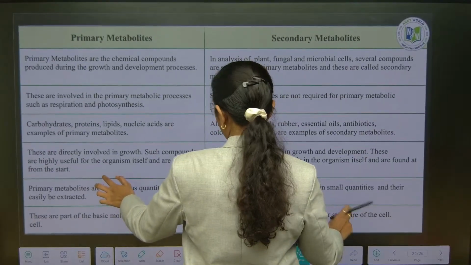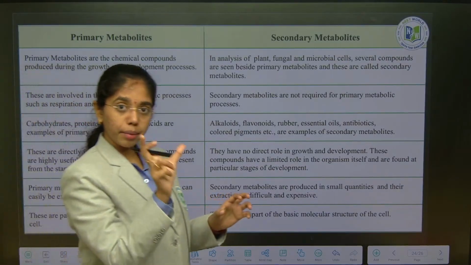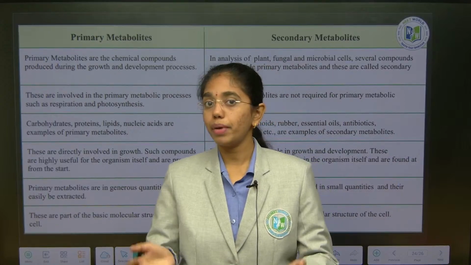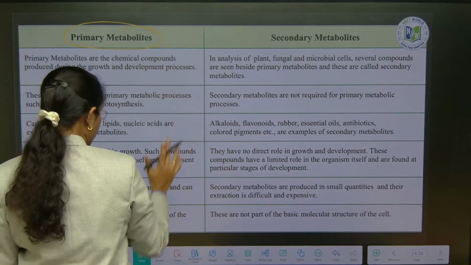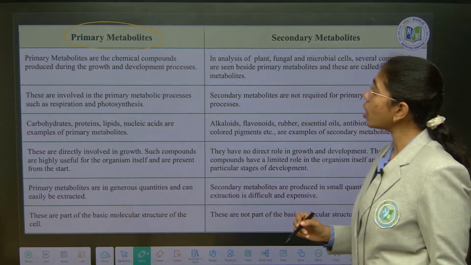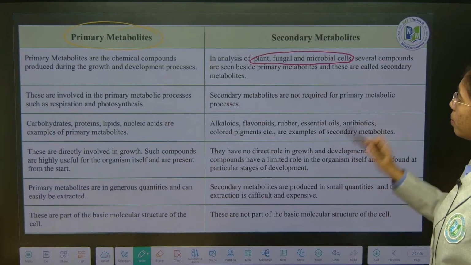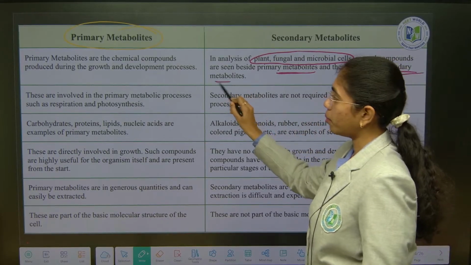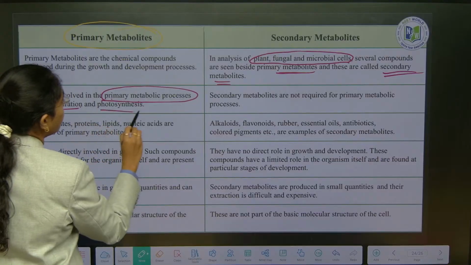I hope the screen is clear to you, right? Here we go with primary. Those chemical compounds, whether intermediary compounds or end products, if they are directly useful for growth and development of the organism, are addressed as what? Primary metabolites. Secondary metabolites: in analysis of plant, fungal and microbial cells, several compounds are seen beside primary metabolites, and these are called secondary metabolites. Primary metabolites are involved in primary metabolic processes like respiration and photosynthesis.